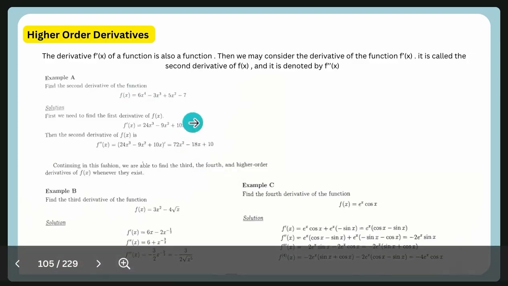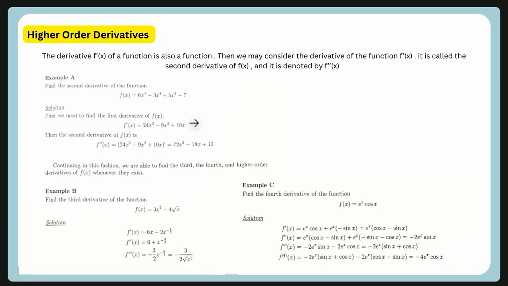An example here would be 6x to the power of 4 minus 3x cubed plus 5x squared minus 7. We need to find the first derivative, which is 24x cubed minus 9x squared plus 10x. Then you would need to differentiate it again to get the second derivative. So it would be 24 times 3, which is 72x squared, minus 9 times 2, which is 18x, plus 10x, whose derivative would be 10.